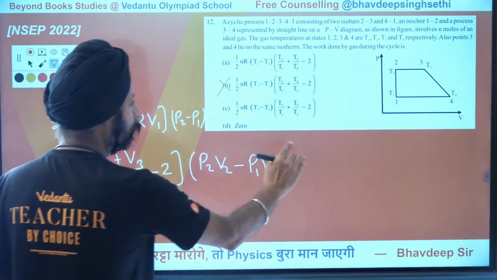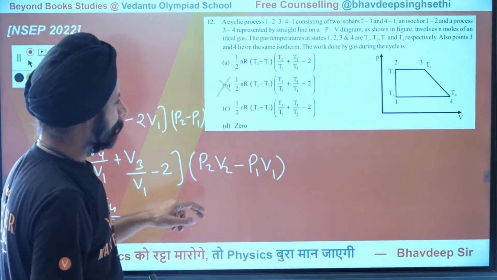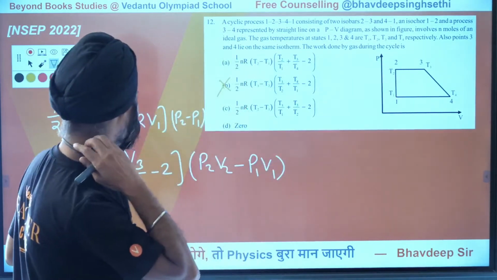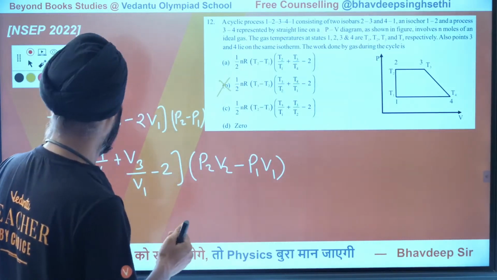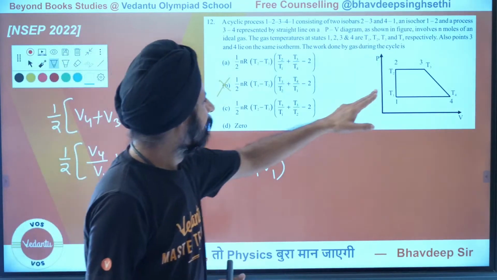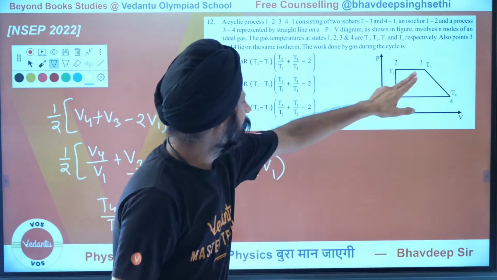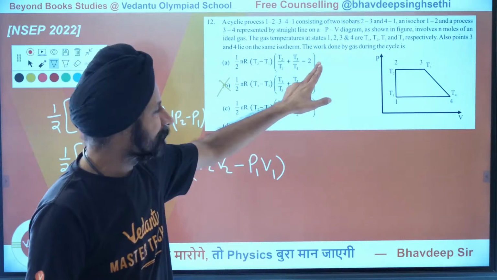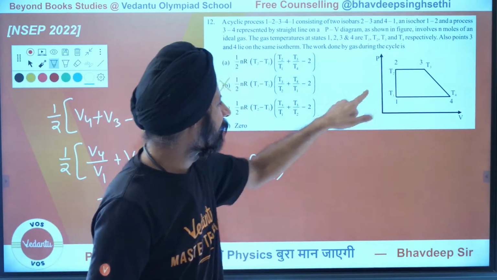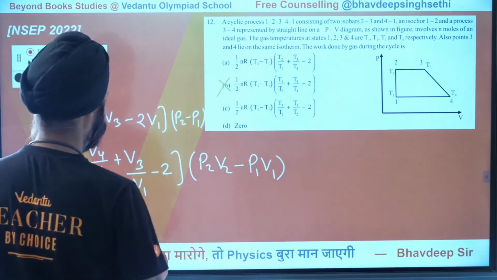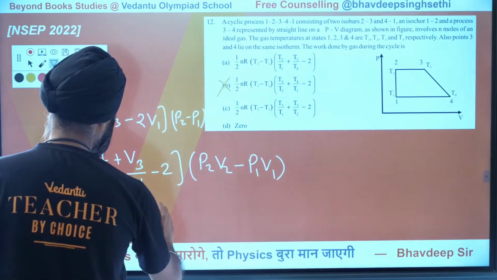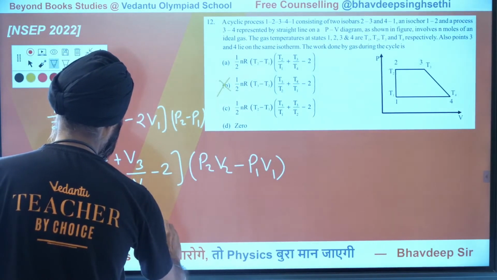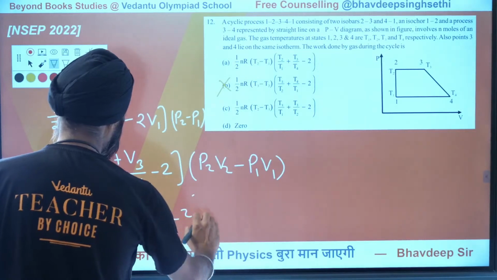This is T4 by T1. V3 by V1. It's not getting me anything, but yeah. But then I realize V3 by V1 can be written as V3 by V2 because it's a constant pressure process. So that can be T3 by T2. So that can be T3 by T2 plus T3 by T2 minus 2. So you have all this.